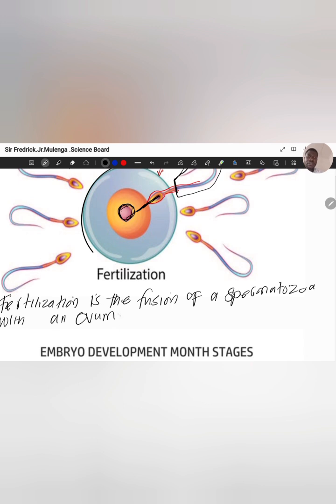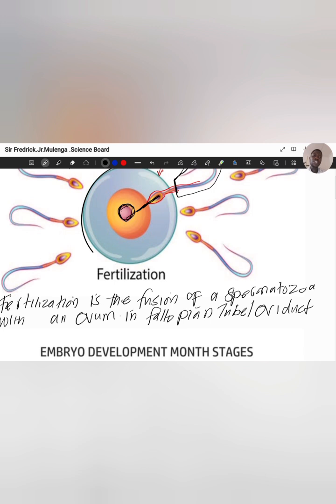Now, the second question you should ask yourself, where does this process take place? This process takes place in the fallopian tube. The other term you can use, oviduct. So fertilization takes place in the oviduct. You need to pay attention to this because we ask you in which organ this process takes place. So the correct answer there is fallopian tube or oviduct.